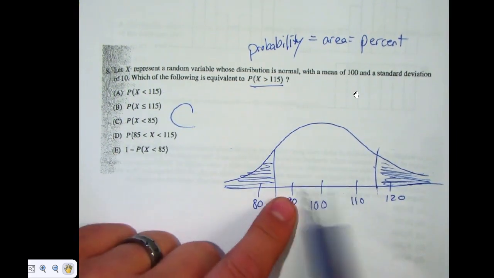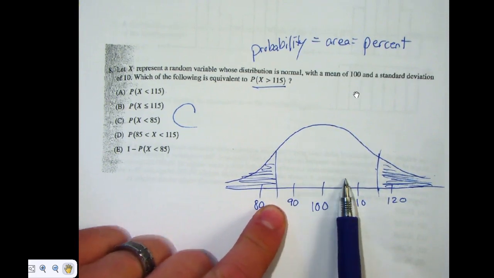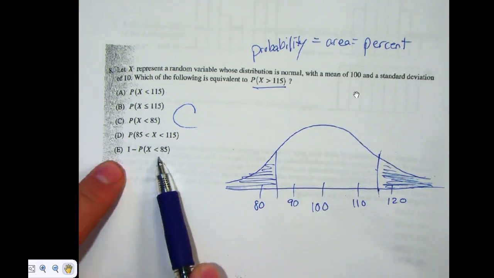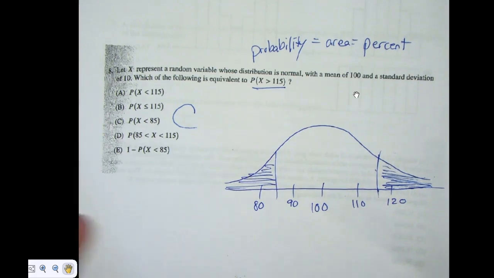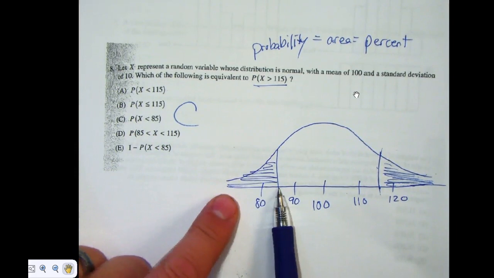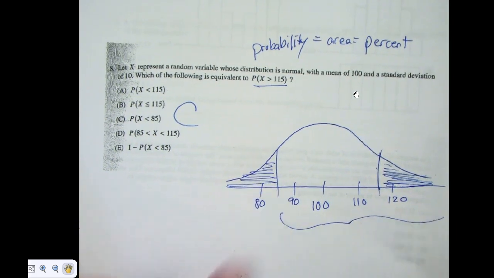85 to 115 would be this chunk in the middle here. And then 1 minus. So what does 1 minus tell you to do? Like flip it around, right? So 1 minus the probability x is less than 85 would be actually this chunk here.